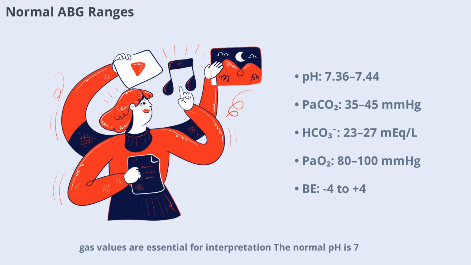The normal pH is 7.36 to 7.44, with a mean of 7.4. PaCO2 ranges from 35 to 45 mm Hg. HCO3- ranges from 23 to 27 mEq/L, and PaO2 from 80 to 100 mm Hg. Base excess ranges from -4 to +4. Knowing these values helps identify deviations and guide further analysis.